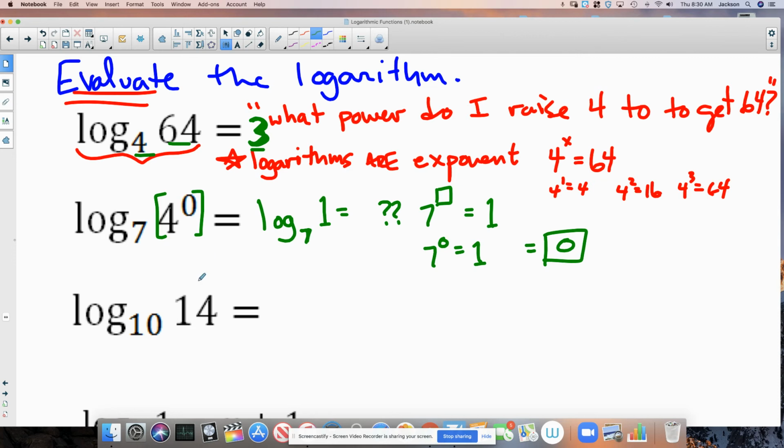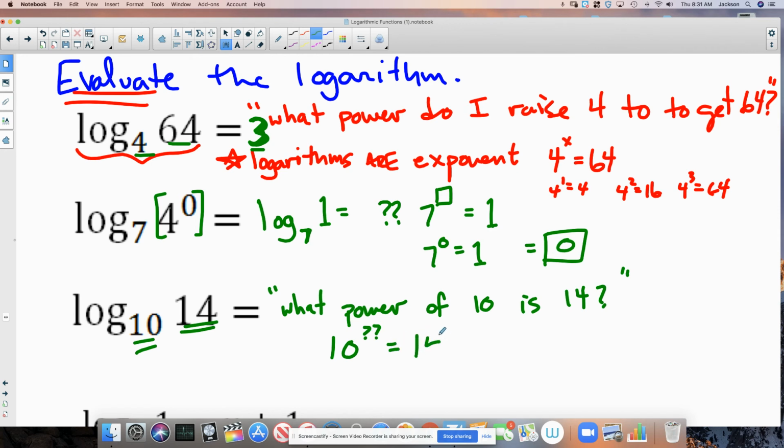Now, I switch it up a little bit here just to give you an example of when this won't work, and that is when you have a base and a number inside the log that really have no connection. So again, what is this log saying? This log is saying what power of 10 is 14. Different way of saying it: what power of 10 is equal to 14? Now think about the powers of 10. 10 to the 0 power is 1. 10 to the first power is 10. 10 squared is 100. 14 is somewhere in between 10 and 100. So that means that the power that I raise this to is somewhere between 1 and 2, but I don't know what that actual value is.